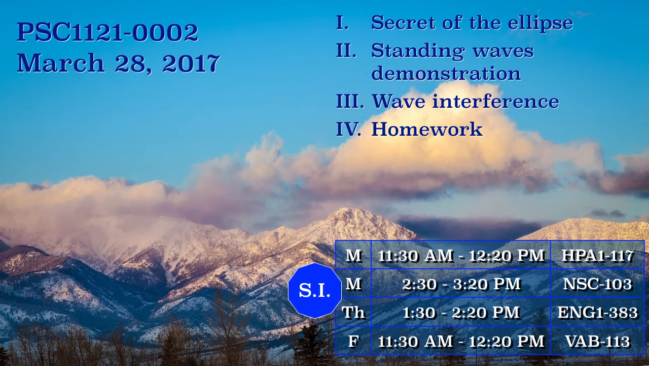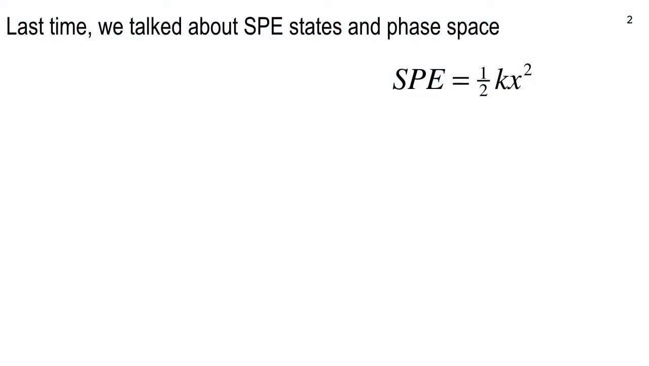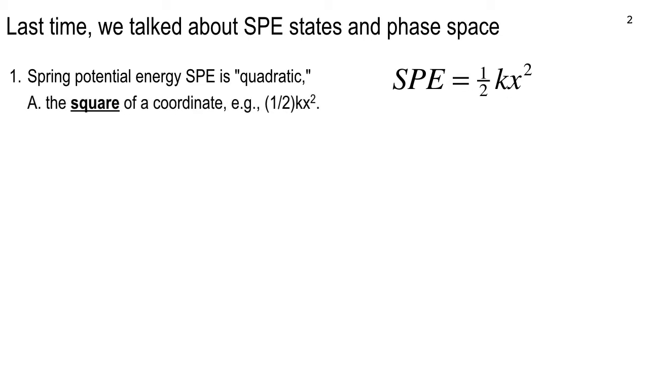All right, so let's talk about the secret of the ellipse. Last time I mentioned that anytime you have a potential energy that's the square of a coordinate, like x squared, or as we say in the physics business, quadratic, you're going to have an oscillating system.